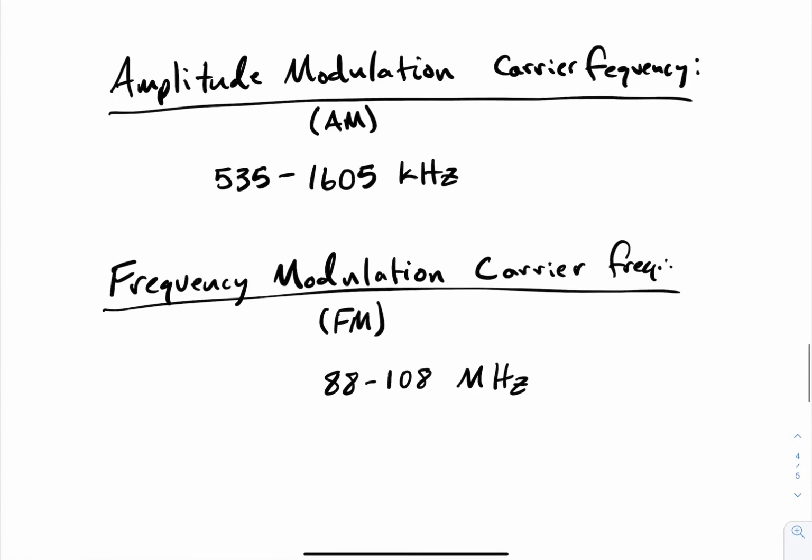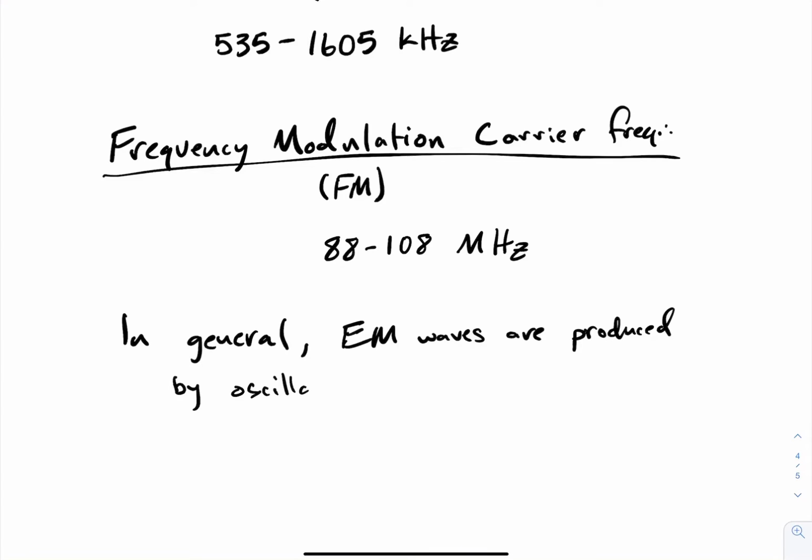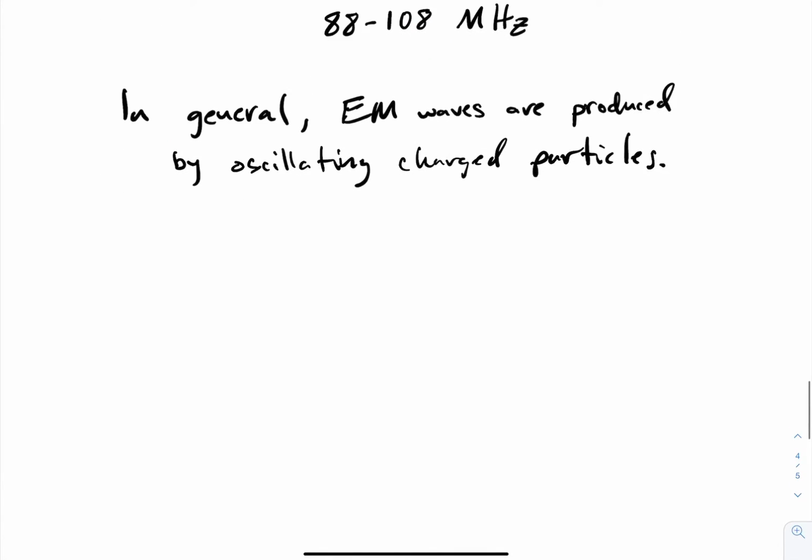And we could note that in general, electromagnetic waves are produced by oscillating charged particles. So EM waves are produced by oscillating charged particles. And so we're just going to do a quick example, just to solidify all this, a quick example.